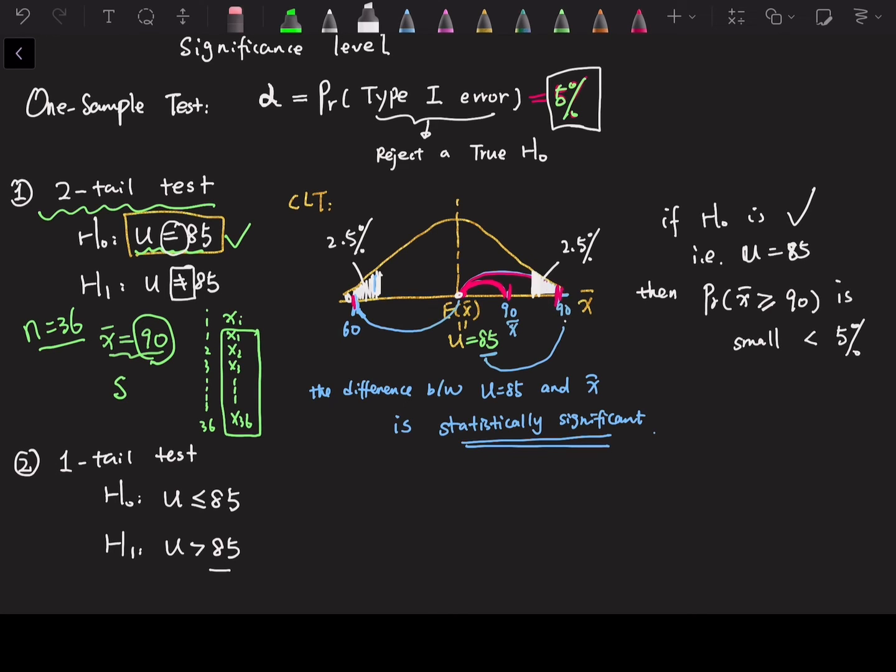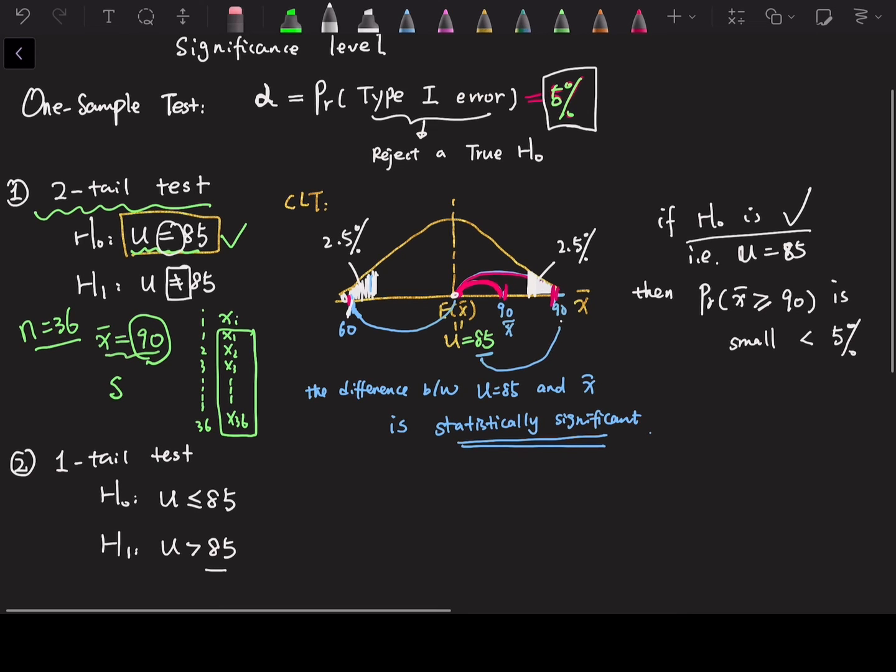Okay, so if you take a different sample and compute a sample mean of 60, now suppose 60 falls in this rejection area. Then you can say, if the null hypothesis is true, i.e. the hypothesized population mean is really 85, the probability that you observe a sample mean as extreme as or more extreme than 60, that means even less than 60, because 60 is already to the left of the population mean 85, so as extreme as or more extreme than 60 means less than or equal to 60, and this is less than 5%.